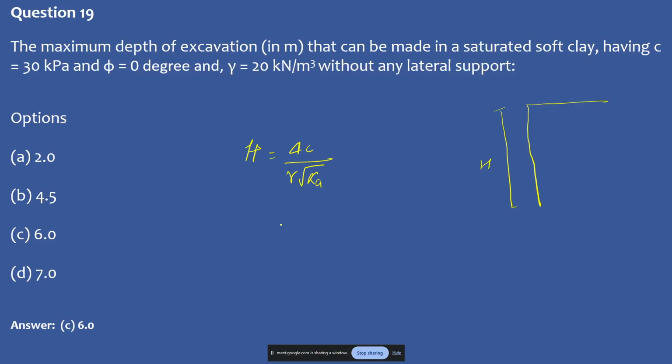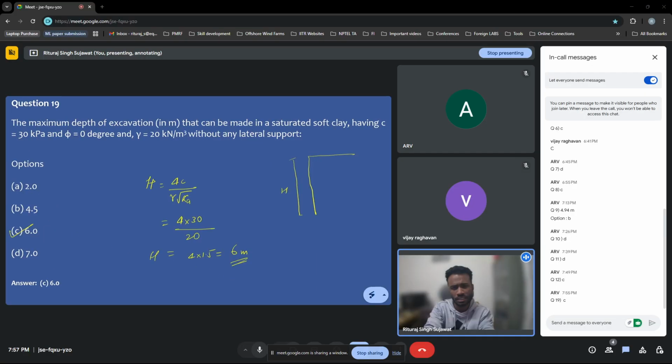Your phi is 0 degree, so Ka is 1. The cohesion value is 30 kPa, so 4 into 30, and your gamma is 20. So it's 4 into 1.5, which is 6 meter. So the correct answer is option C. It's H equals 4C by gamma root Ka.